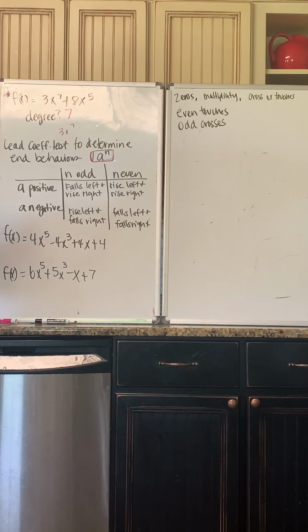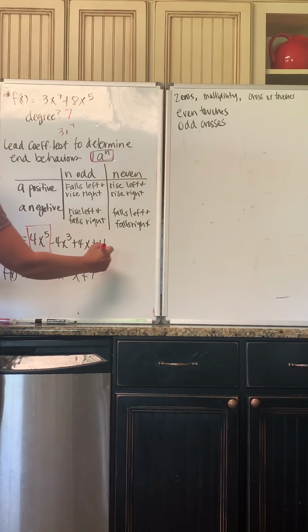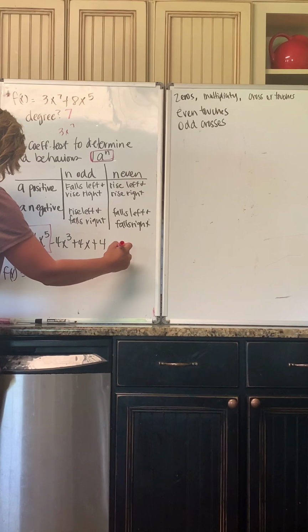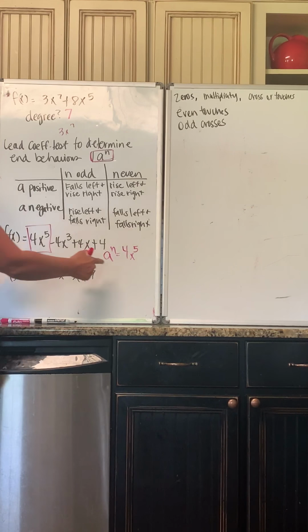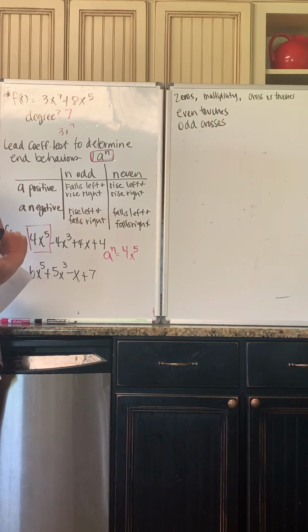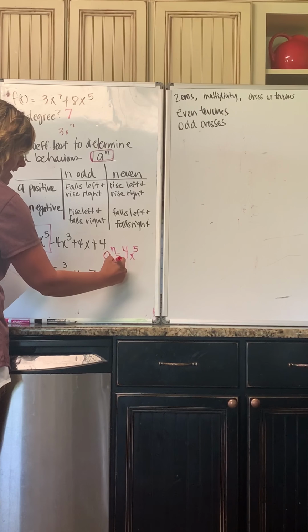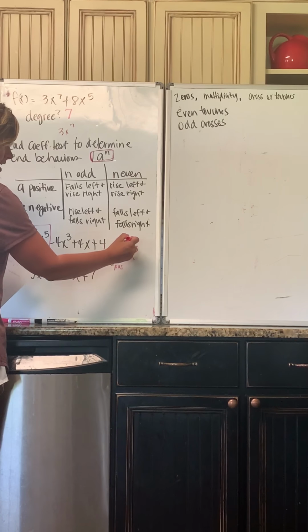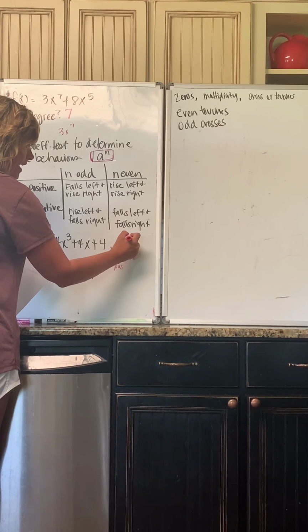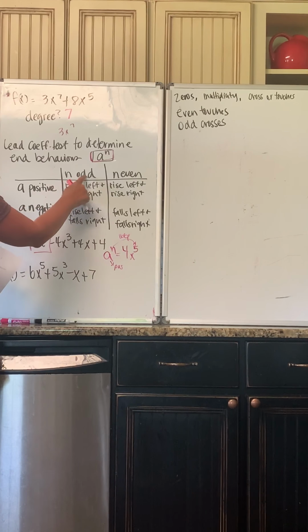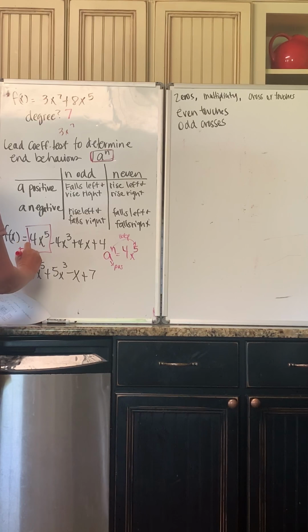Now here, first thing, make sure it's in descending order. 4x to the 5th is your leading coefficient. So if I said a to the n, that's the same thing as 4x to the 5th, okay? Now, a is either positive or negative; in this case, a is positive. N, which is your 5, is either even or odd. Well, 5 is odd. So if a is positive and n is odd, it falls left and rises right.